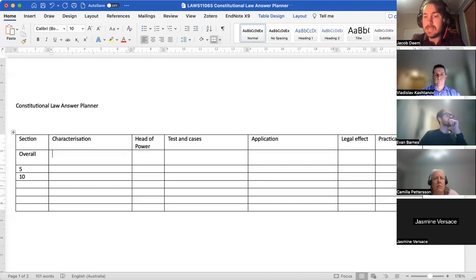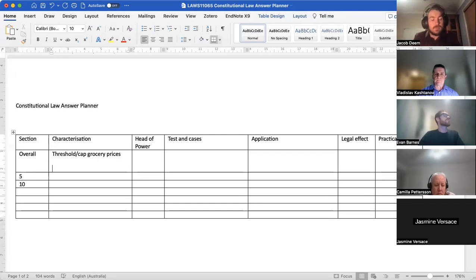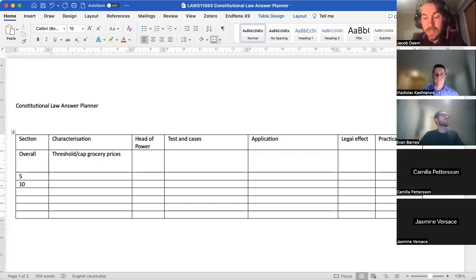What are some of the things that the Act itself is trying to do or achieve? Sorry, I missed the start of that answer while you were coming off mute there. Excuse me, to set a certain threshold for the market. Yep. So putting a threshold or cap on grocery prices. Yep. So, you know, that's the stated aim of the Act, to deal with these rising grocery prices. Is dealing with rising grocery prices something that's in the Constitution?